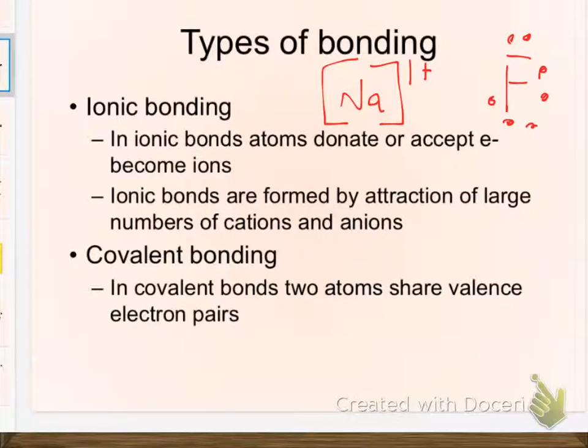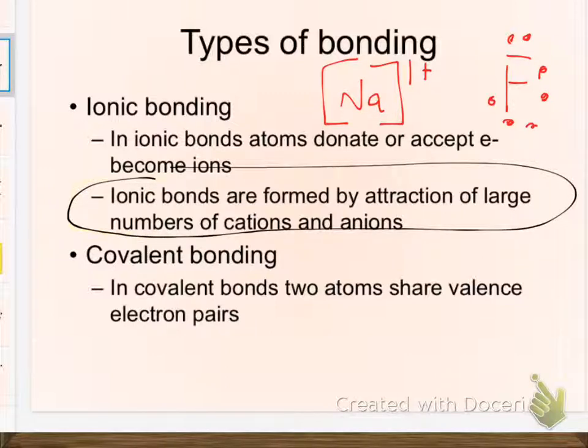So, ionic bonds are formed by the attraction of large numbers of cations and anions. Kind of like my paperclip magnet sculpture that I've got going up here this year. We've got lots and lots and lots of magnets being attracted to lots and lots and lots of paperclips. That's kind of what an ionic compound looks like. You've got all these positive and negative charges going whoomph. It's like a giant, crazy ball of attractive forces.